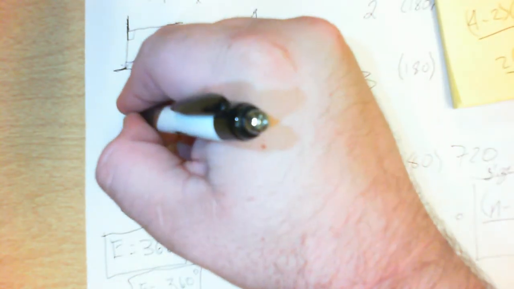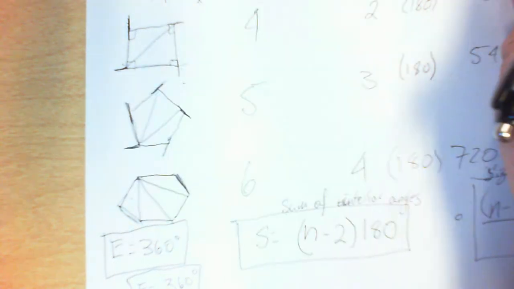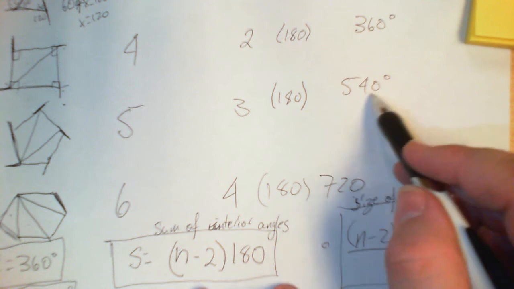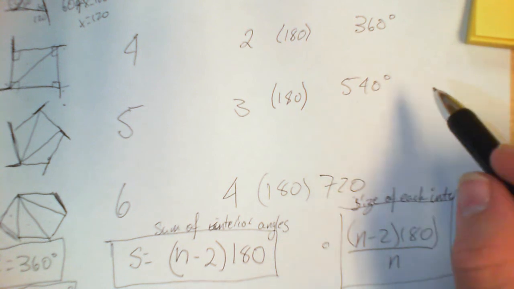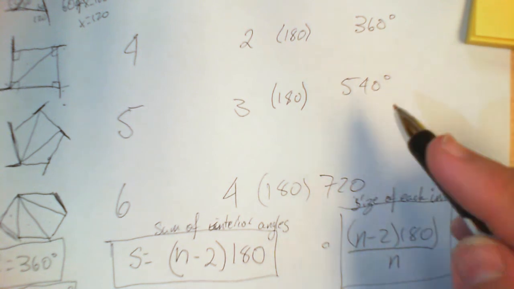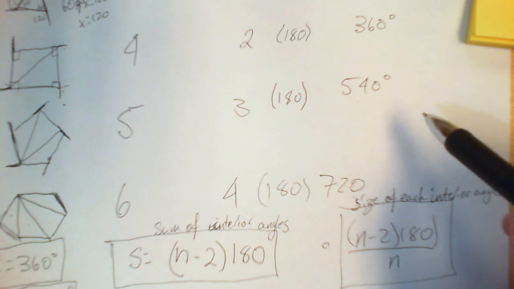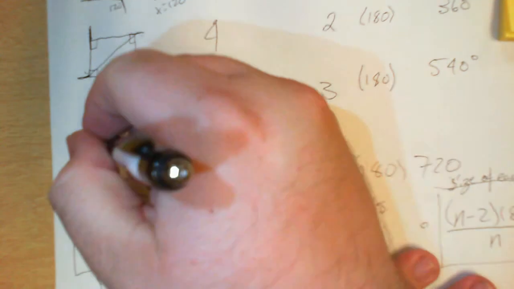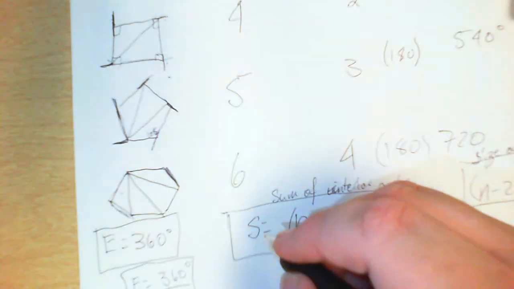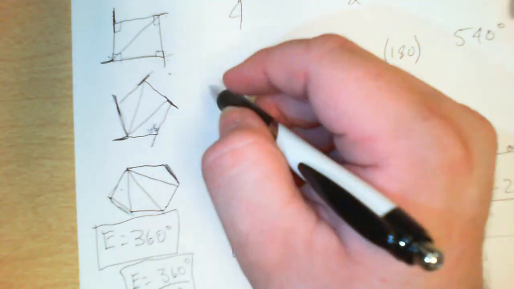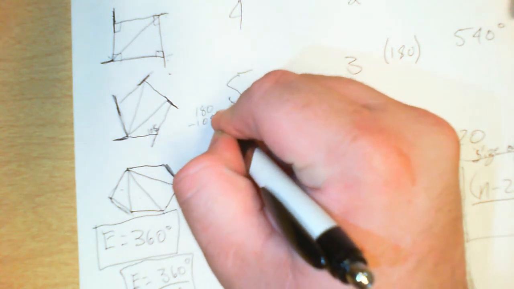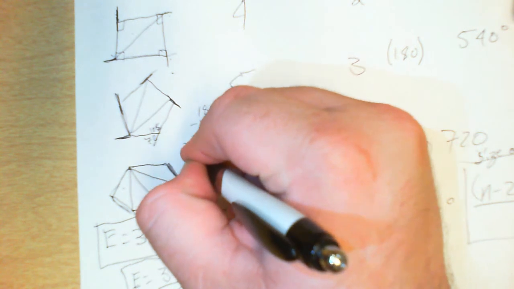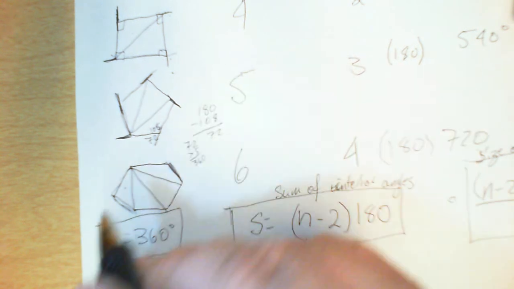If I were to take my pentagon and extend out straight lines to have exterior angles, the sum of the interior angles here is 540. We're trying to find the measure of each interior angle. Divide that by 5, and each interior angle would be 108. So if these are all 108, the exterior angle is going to be 180 minus 108. That's going to be 72. And if I take 72 times 5, I get 360 again.